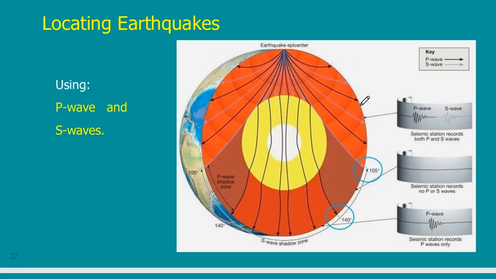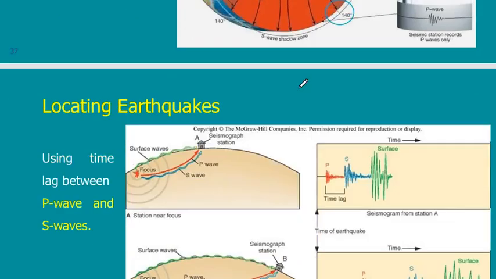So depending on where you are standing on top of the earth, you will record. If you have an earthquake here, you will record here the P wave and the S wave. Here you are going to record the P wave only. Here you are not going to record anything, neither the P nor the S wave, because the S wave was prevented and the P wave was deviated a little bit. So here is an area where we cannot find any wave. So depending on what you find, you will be able to fix the location of the earthquake.